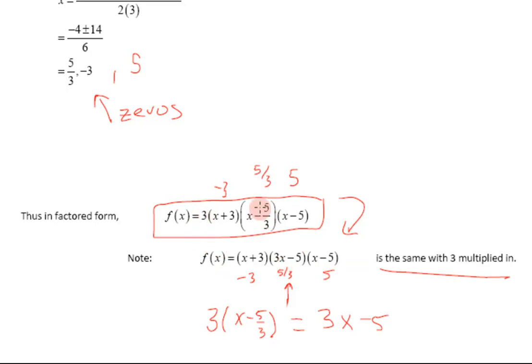Usually they do that to get rid of these fractions in here. They multiply that one in the one with the fraction only. I don't multiply it in this one because if I multiply in this one, it would be 3x plus 9. That 3 can be factored out. Multiplied in the one with the fraction only because this is all multiplied together.